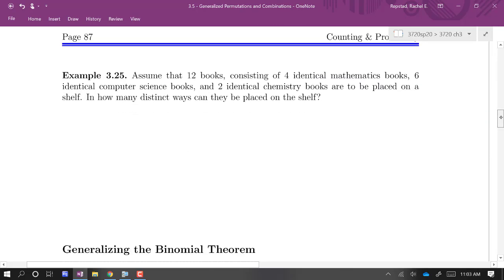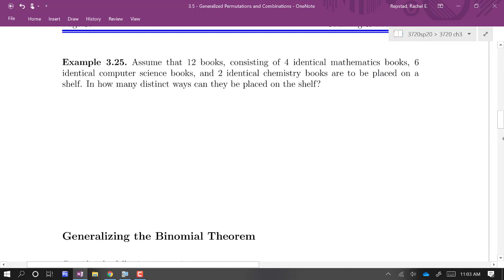Let's do another example. So let's say we've got 12 books. We have 4 identical math books, 6 identical computer science books, and 2 identical chemistry books that we're going to place on the shelf. How many distinct ways can they be placed on the shelf?